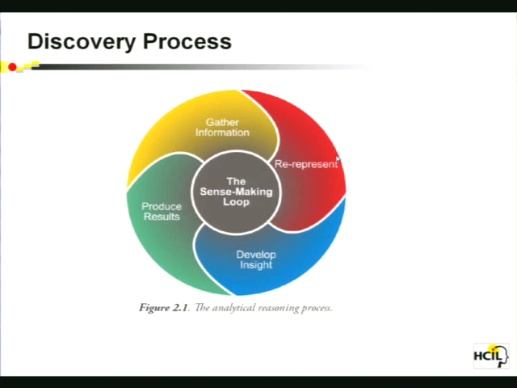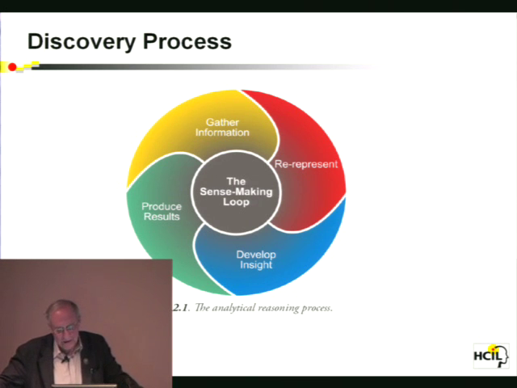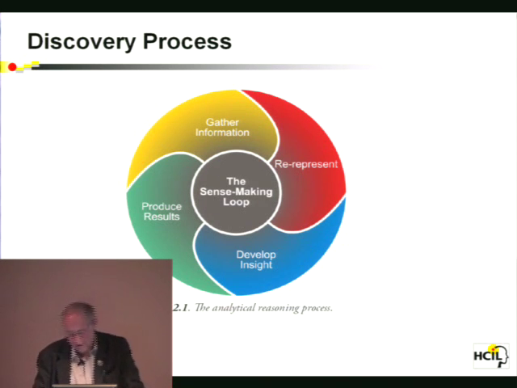So I'll close here with the process model argument, which various people have described as sense-making loops. This is in the book by Jim Thomas and Kristen Cook on visual analytics. It is a very simple model which says you gather information, you re-represent it, you develop an insight, and you produce results. A little bit simple and naive.